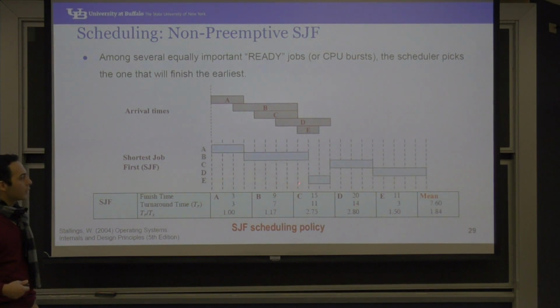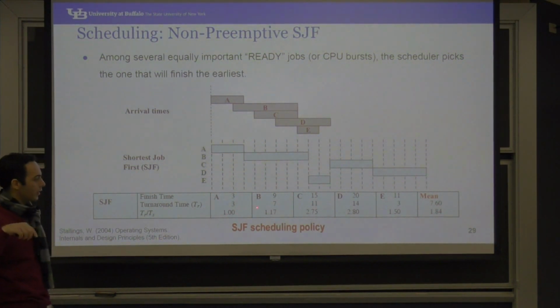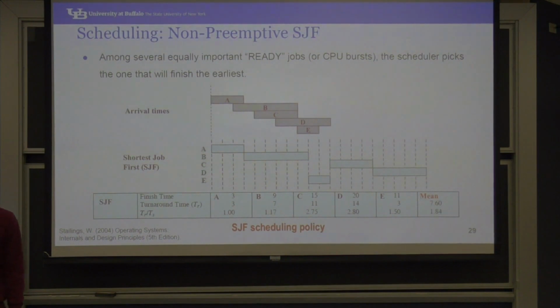And E is from 8 to 11, so that's 3, the turnaround time, right? So if you look at the ratio now, it's better, and the average waiting time is less. This is not calculated in this one, but we're going to calculate it in the next example.